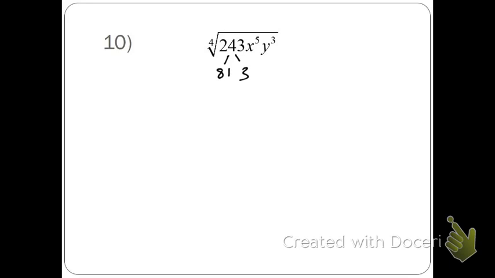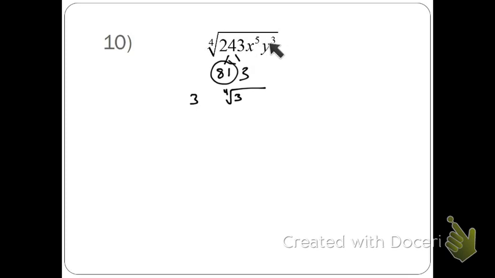3 is the fourth root of 81. 3 times 3 is 9, times 3 is 27, times 3 is 81. So what's the fourth root of 81? 3. Okay, now leave some space. The fourth root of 3, right? Why am I leaving some space?